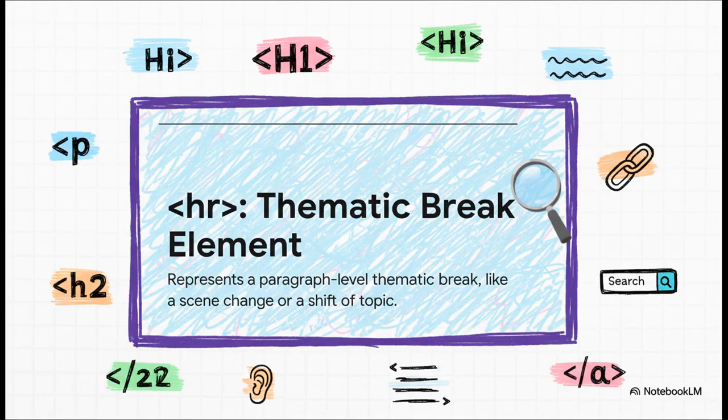So what happens when you want to signal a major shift in topic, but you're still in the same section? That's what the HR tag is for. And I want to be really clear here. It's not just a horizontal line for decoration. It's a thematic break. It's like a scene change in a movie or a new chapter in a book. It's a semantic signal to the reader that says, okay, pause, we're shifting gears to a different thought now.